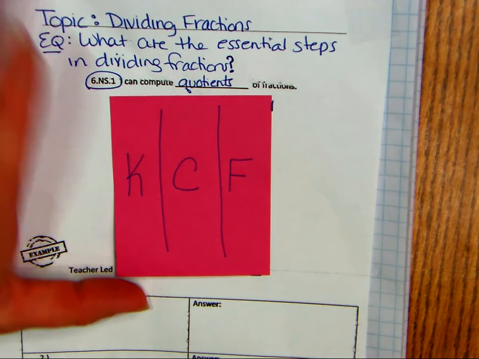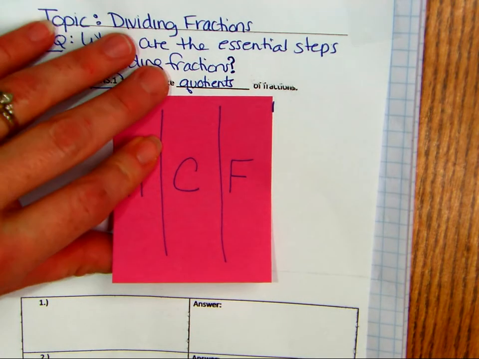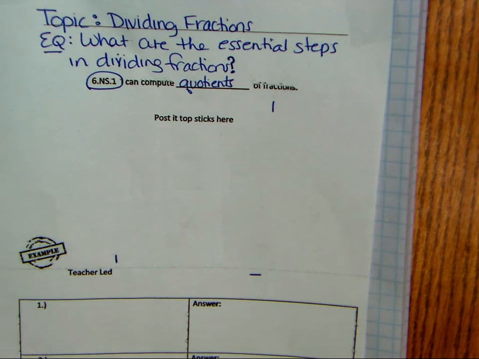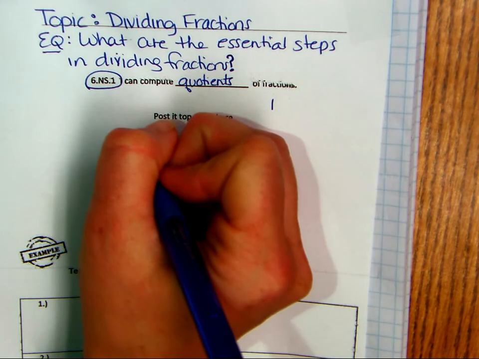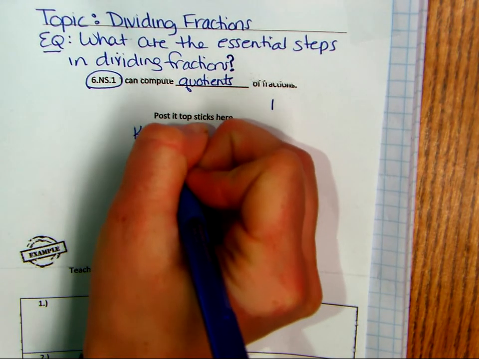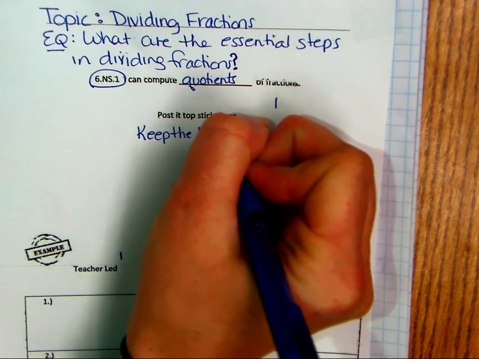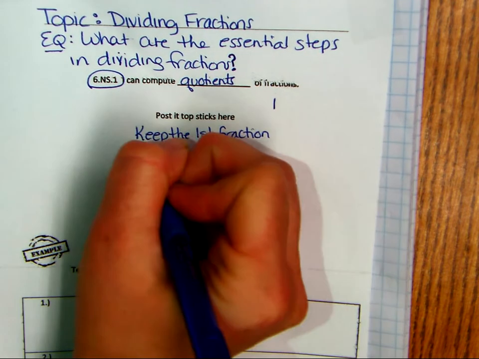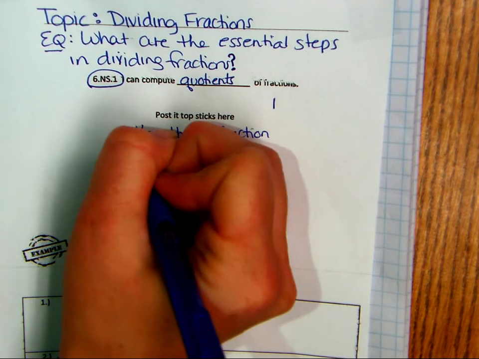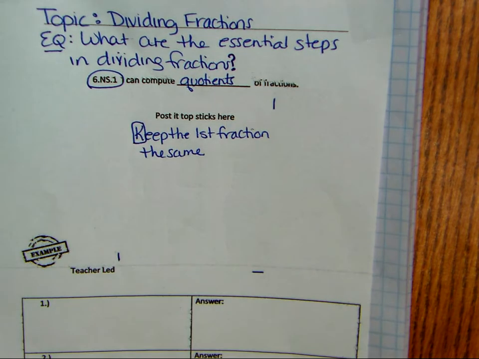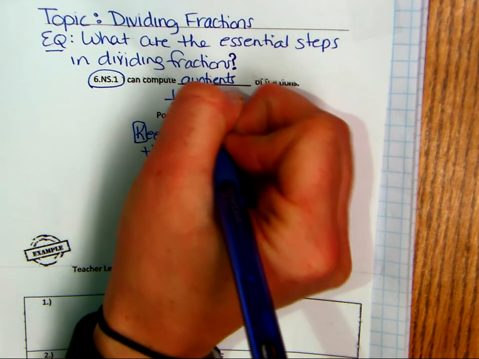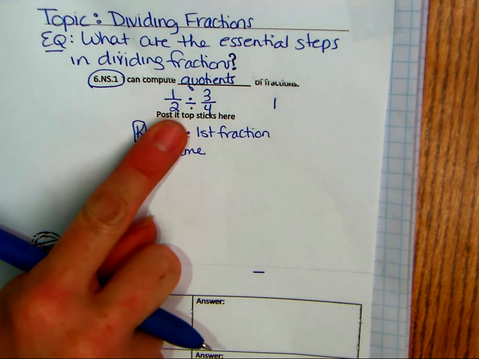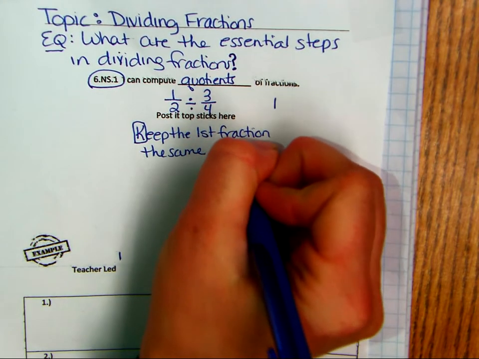KCF. Now that I've made my KCF Post-it note that's going to hide my rules, I'm going to move that out of the way, and I'm going to start putting down my actual rules so that I know what they are. So when dividing fractions, the first thing that we're going to do is keep the first fraction the same. And I'm going to box my K so I remember that that's to keep. So if I were to have the fraction 1/2 divided by 3/4, I would keep this first fraction the same. So it would stay 1/2 divided by 3/4.